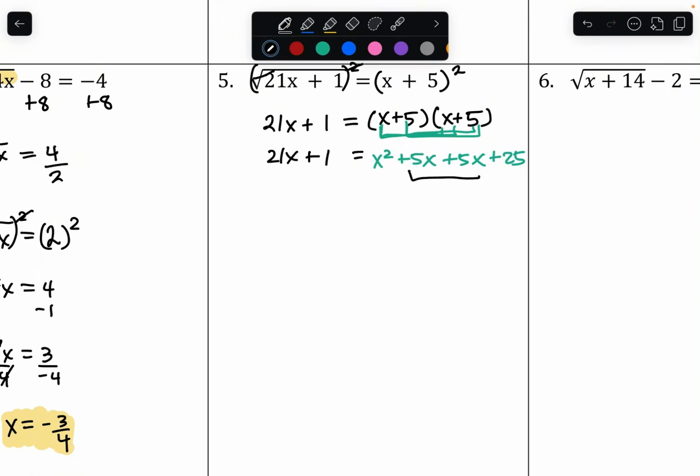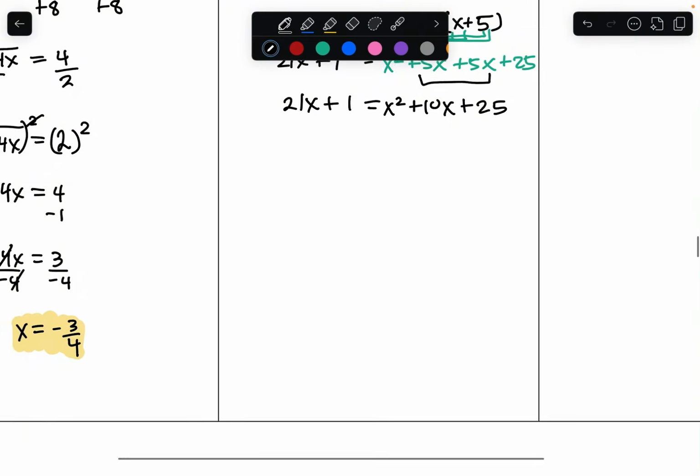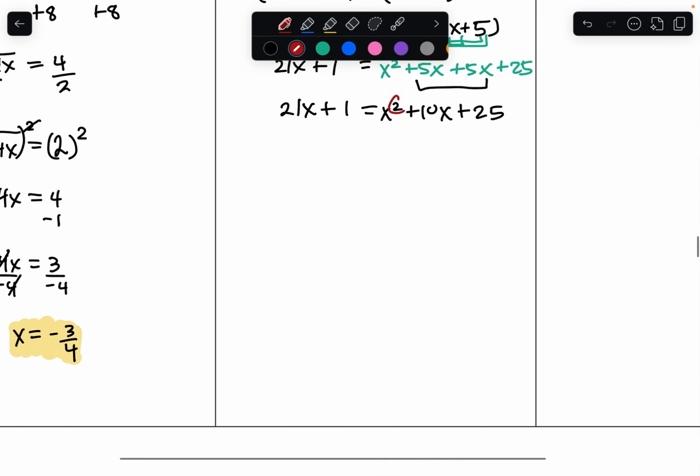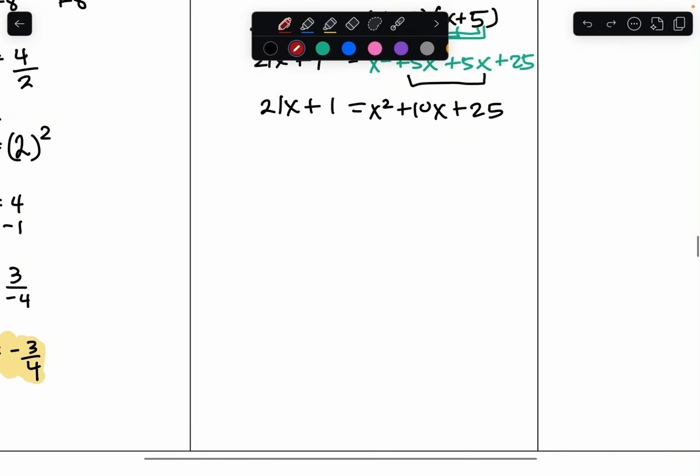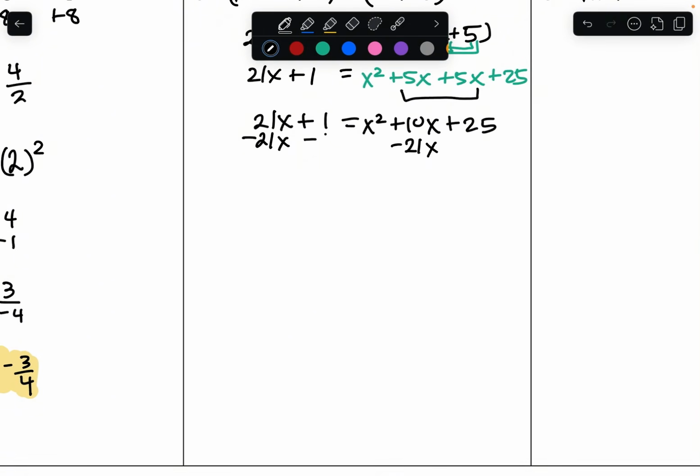I can combine these like terms. So I get x squared plus 10x plus 25. And then on the left, I still have that 21x plus 1. Now you can see we're working with a quadratic equation. Anytime you're working with a quadratic equation, get every term on one side and try to factor. So I am going to move everything to the positive x squared side.